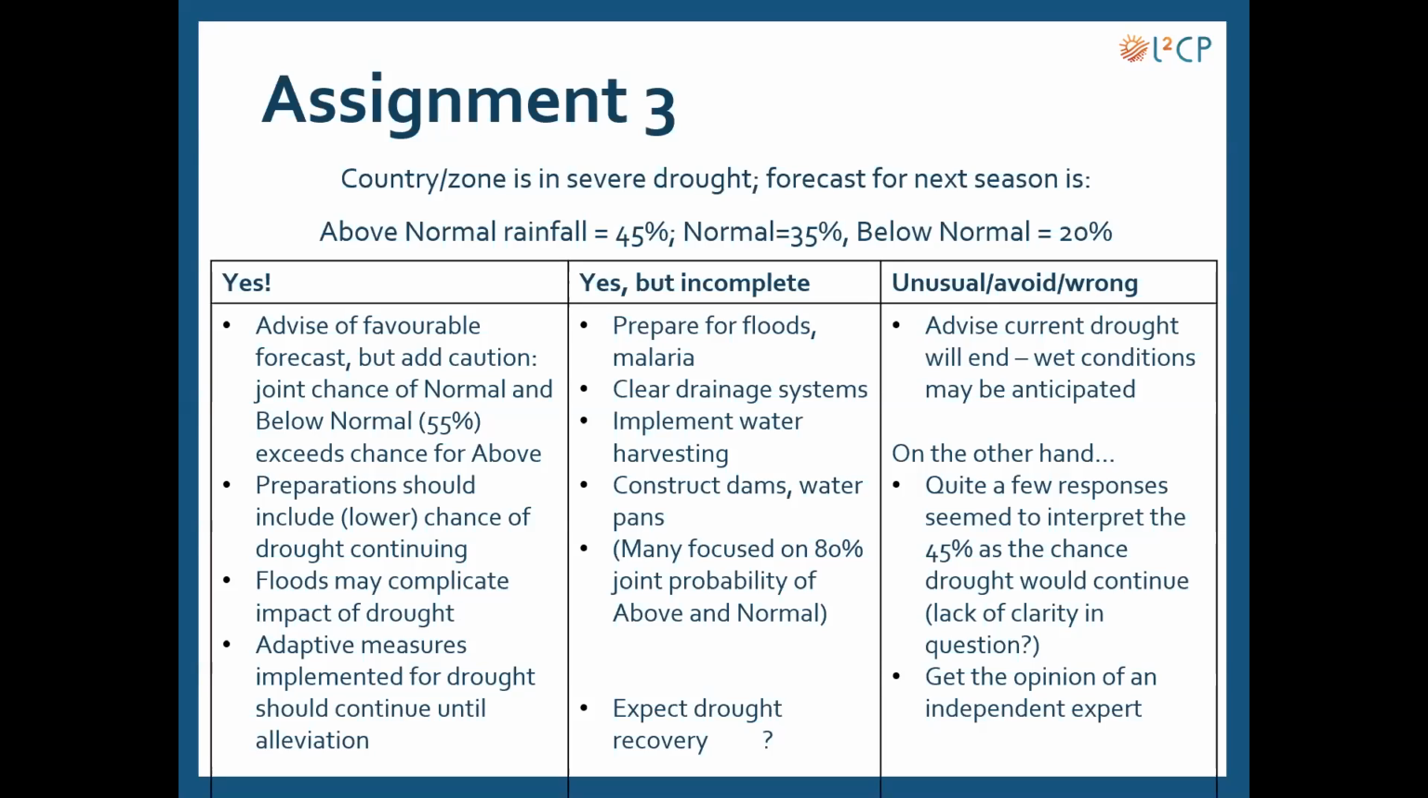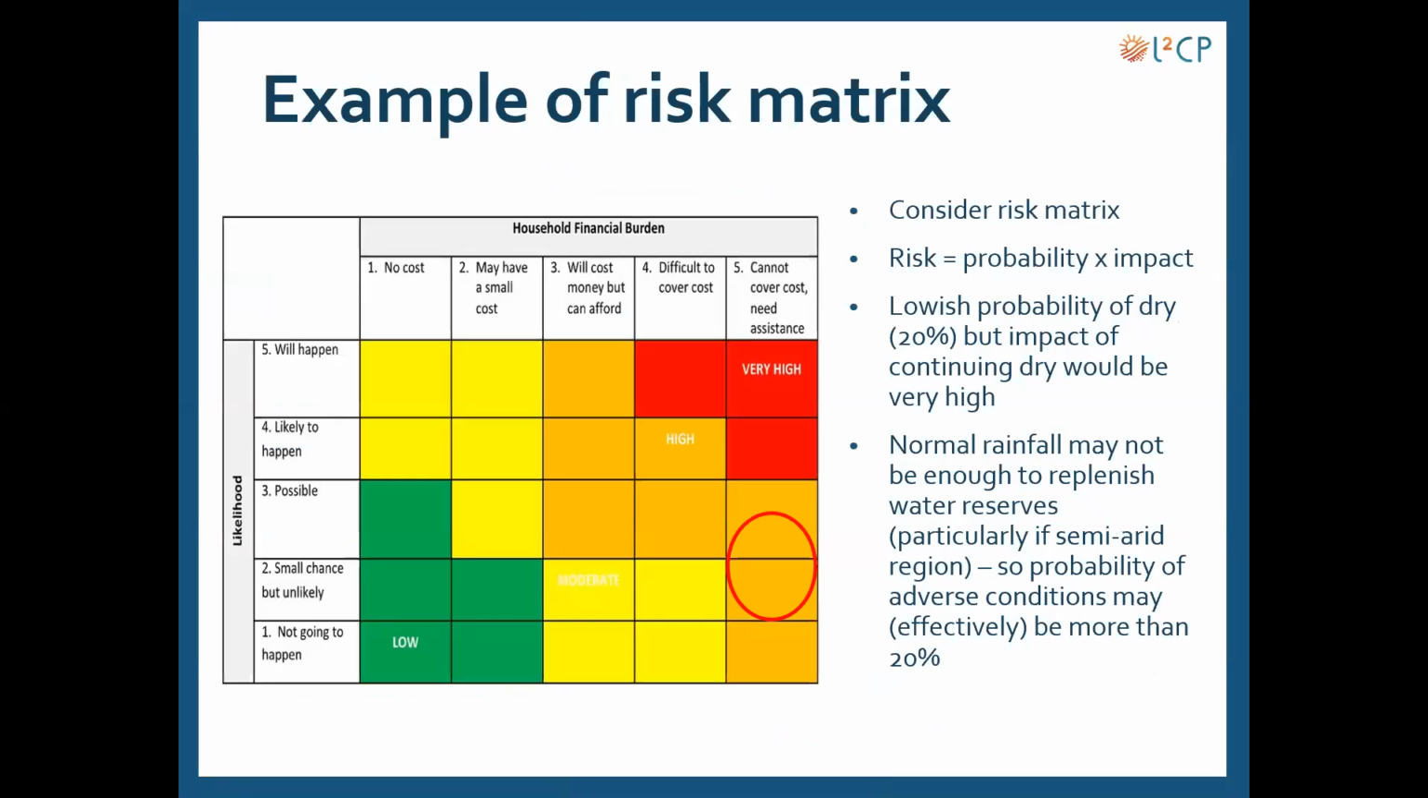saying that the 45% chance seemed to be taken as a high chance that the drought would continue, but maybe there was a bit of lack of clarity in the question on there, I'm not sure. One nice response said, get an opinion of an independent expert to what they think of the forecast. One that was interesting and I hadn't seen before.